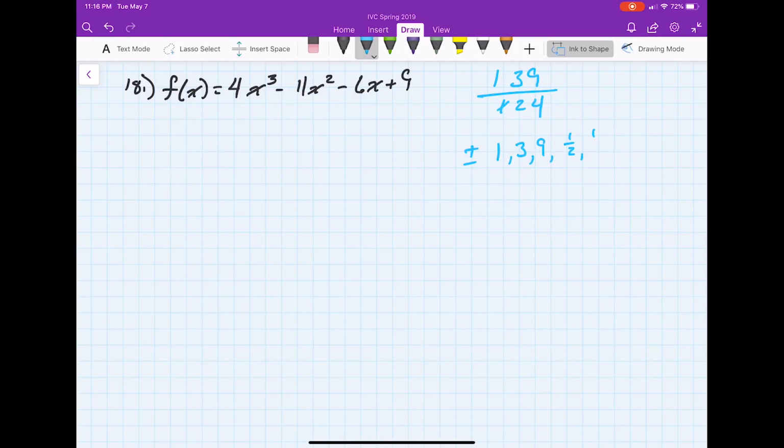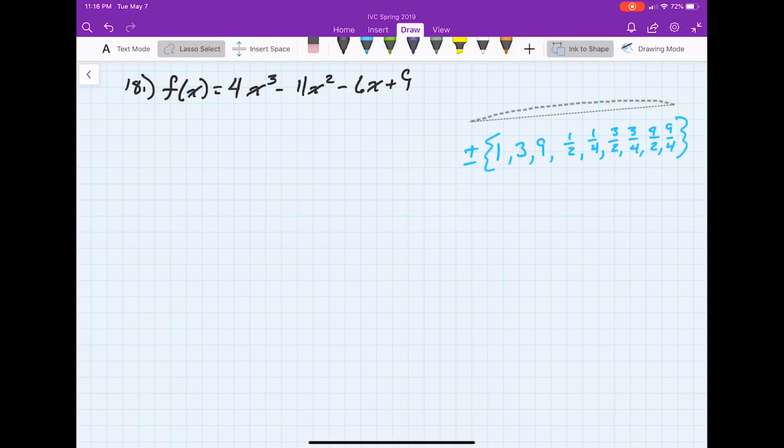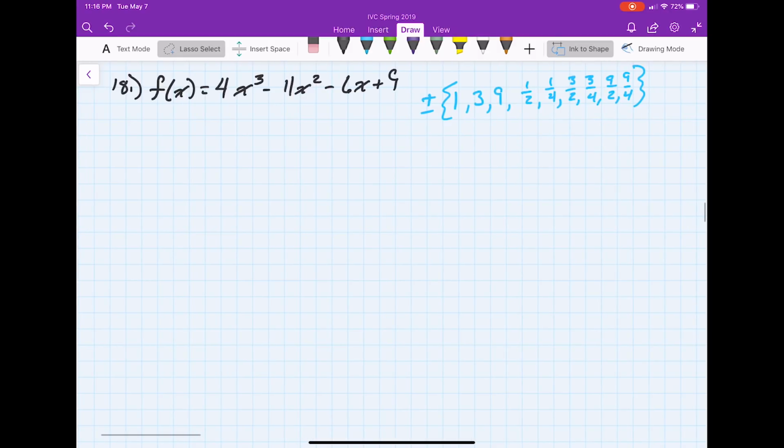So then my fractional parts are going to be 1/2, and then 1/4, and then 3/2, and then 3/4, and then 9 halves and 9 quarters. I just put my squiggly line around here, so it's plus or minus any one of those in the list. Otherwise, you have to write plus or minus, plus or minus, plus or minus, plus or minus. I don't want to do that. I'm lazy. So now we know all of our possibles.